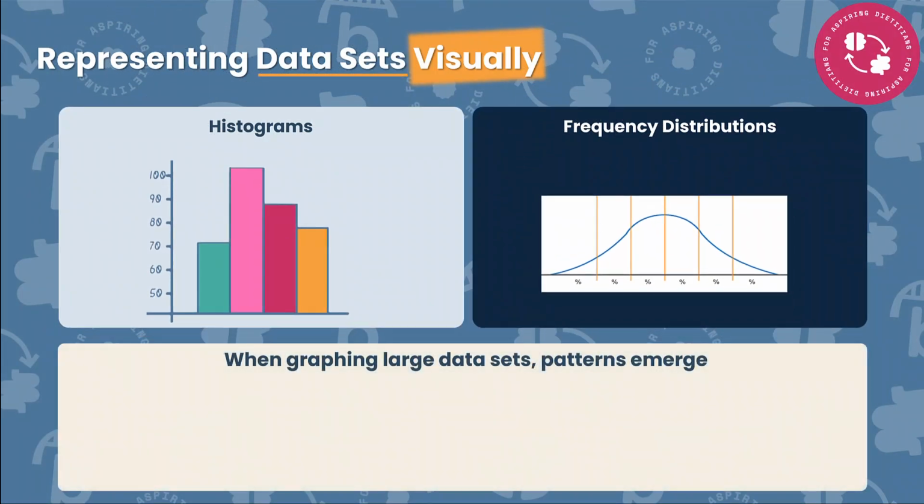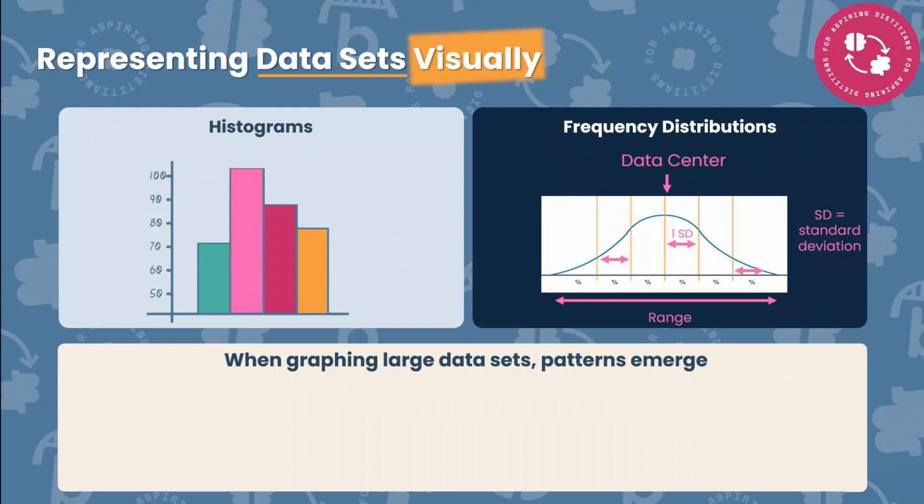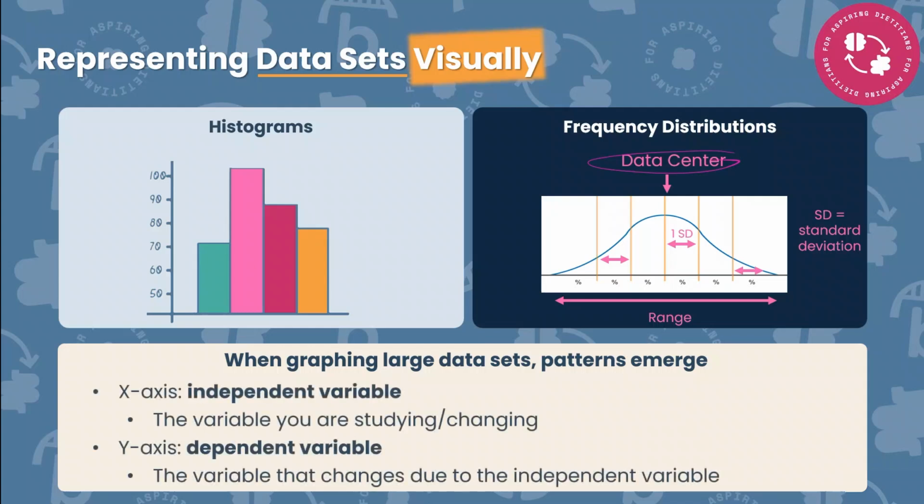And when you graph large data sets, patterns begin to emerge. One of the most important reasons we use histograms and frequency distributions is to see their patterns. They help us see the shape of the data. For instance, we can see the median, which is the center part of the data, and you should also notice the axes. On the x-axis, we place the independent variable, the one we are studying. This could be something like age group, diet type, or intervention phase. If time is an option, it's the independent variable.